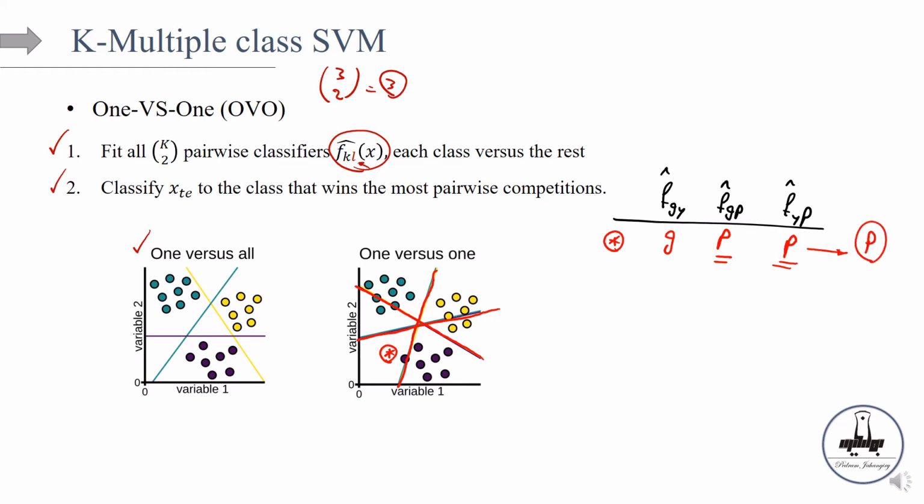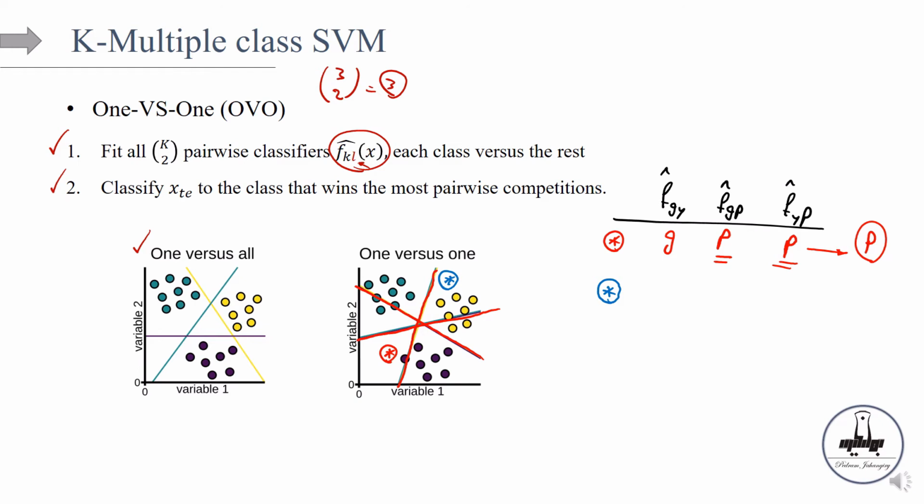Okay, now just to make sure that we have understood how this one versus one works, let me give you an exercise. Can you classify this observation? I want you to pause the video and fill in the blanks here. Hopefully you are able to identify it as the yellow class, right?